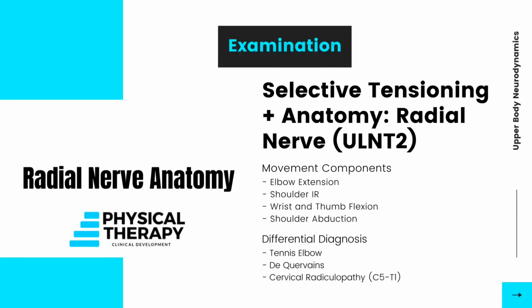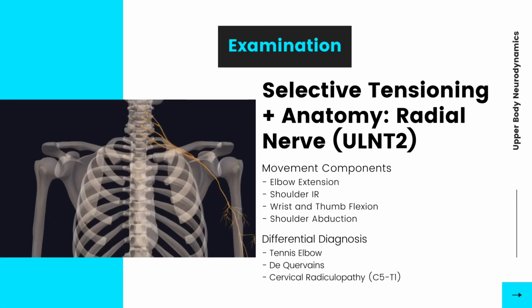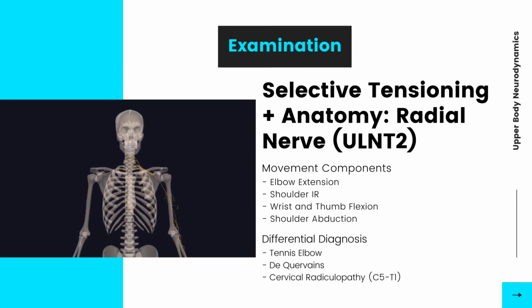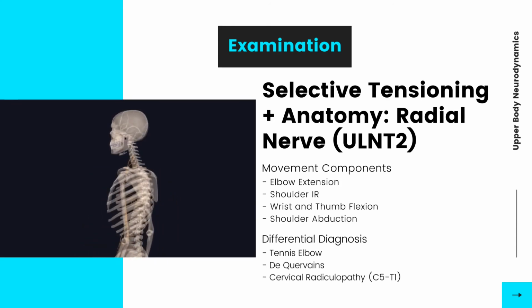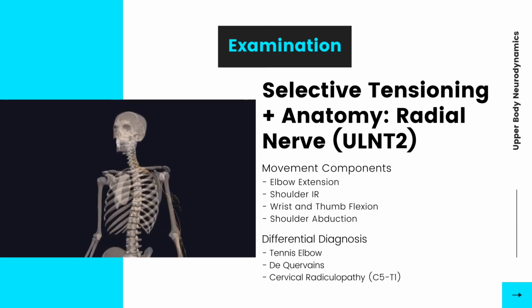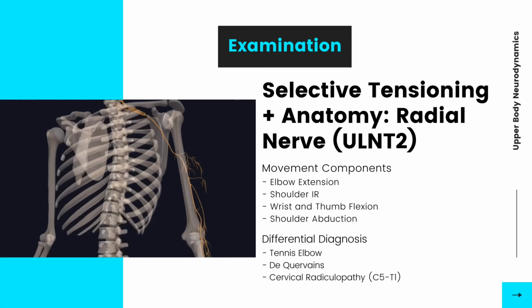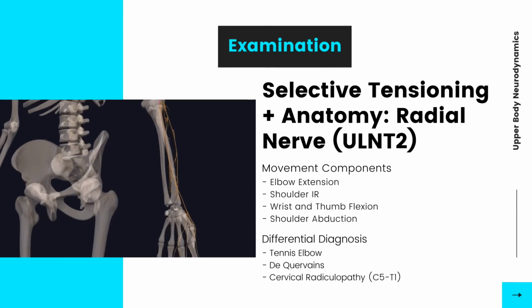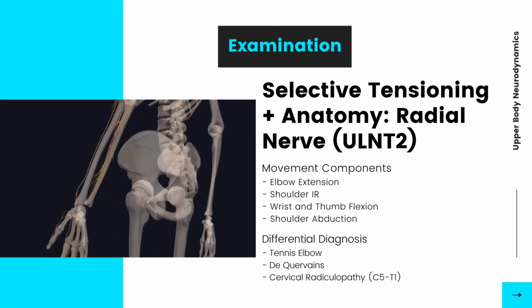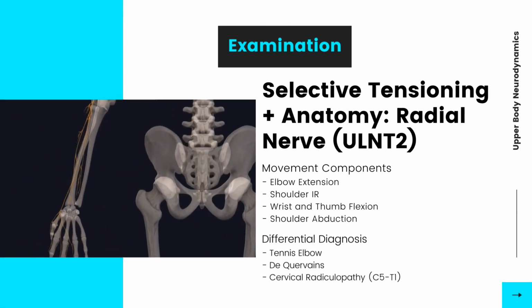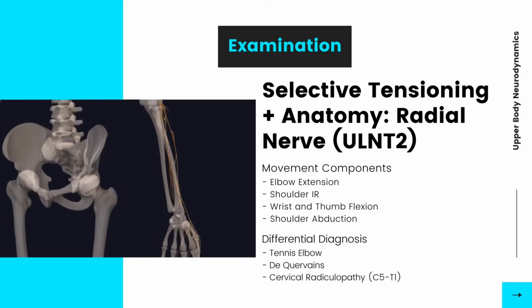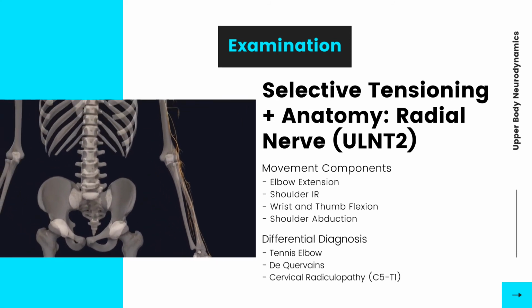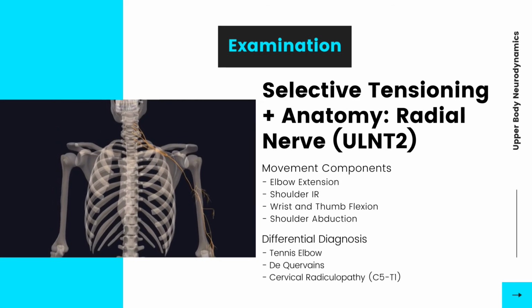Let's take a quick peek at radial nerve anatomy before we jump into selective tensioning techniques. So the radial nerve is going to come from C5 through T1 nerve roots. From there, it's going to descend down the arm. Its branches, you'll see, lie on the dorsal forearm and wrist and hand. So movements such as wrist and thumb flexion will selectively tension this. Shoulder abduction, because of the way the nerve sits medial to the shoulder joint. Elbow extension, as well as shoulder internal rotation.